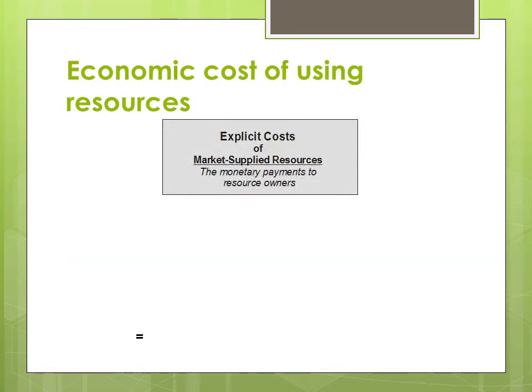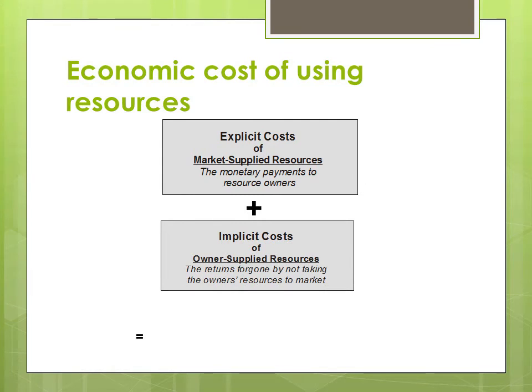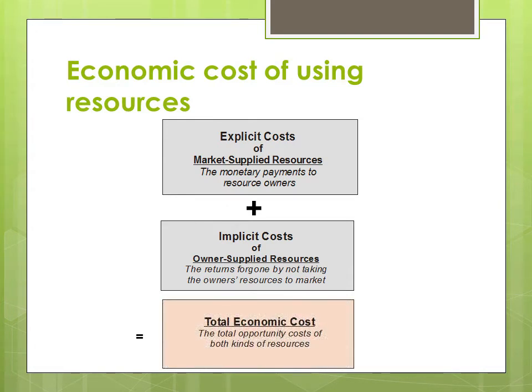Economic cost of using resources. So explicit cost of market supplied resources, the monetary payments to resource owners as we discussed in the previous slide, plus implicit cost of owner supplied resources, the returns foregone by not taking the owner's resource to market, which is equal to total economic cost, the total opportunity cost of both kinds of resources, market supplied resources and owner supplied resources.